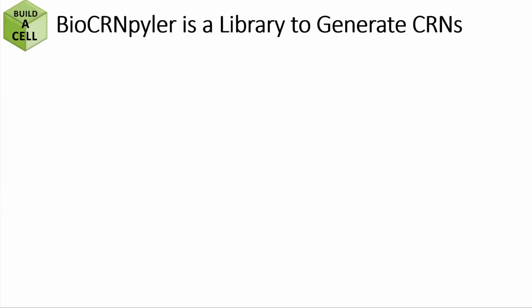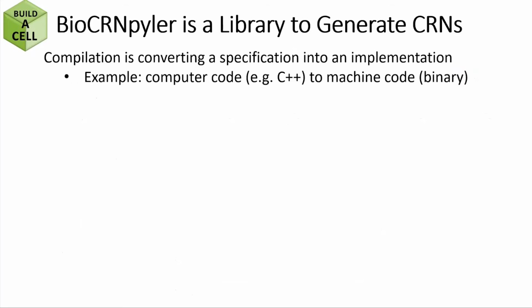Biocompiler is a library to help you generate chemical reaction networks and deal with this complexity. As the name might suggest, it is a biochemical reaction network compiler. What is a compiler? Well, you've probably heard the word compilation from computer code, where you take some type of computer code, maybe C++, and compile it into binary machine code. And what this is really doing is you're converting a specification of what you want to have happen, the computer code, into an implementation, the binary, that a computer can understand. Biocompiler has specifications. And although previously we built CRNs by hand, we actually want to specify them and compile them.